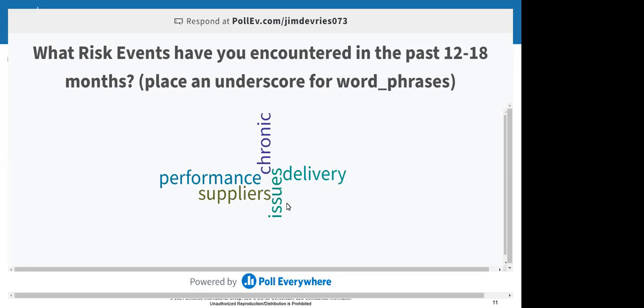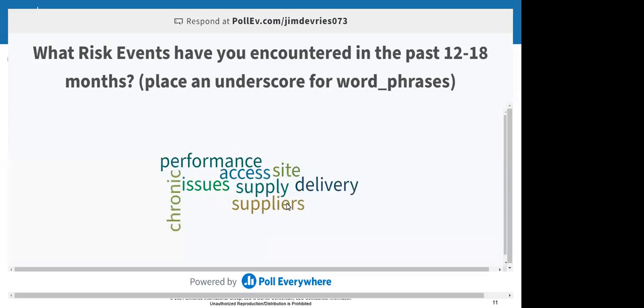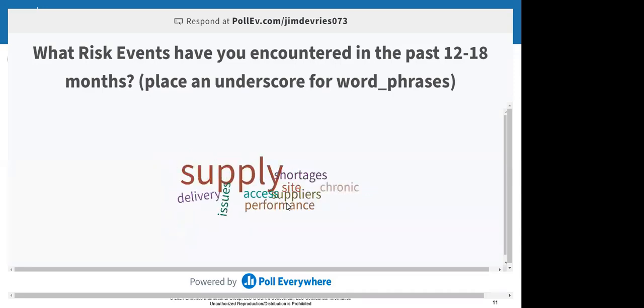It's interesting. What I've seen is in the beginning of the pandemic, there weren't many cyber issues, and then they picked up and they seem to return to their old frequency, and then we're starting to see some other risk events occurring out there. So we have some chronic issues, some suppliers, delivery. Any risk sources or events that come to your mind that you've encountered out there would be greatly appreciated.